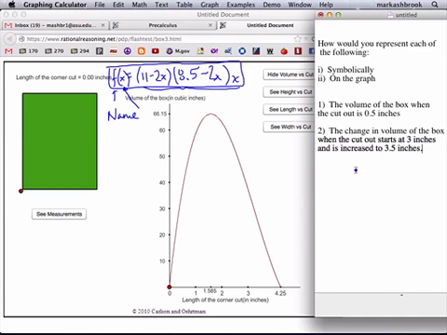So get a partner, just to get us reoriented with where we were doing Friday before we kind of start, and take a couple minutes and see what you come up with.